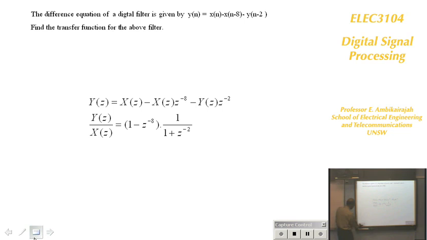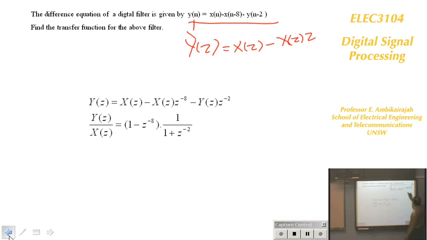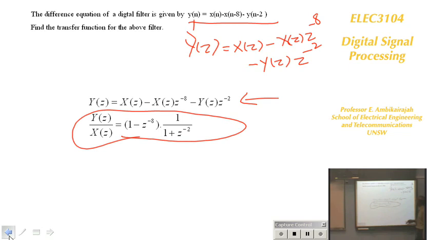This is another example where the equation is here. So these are the last two examples. Here's the difference equation. You've been asked to find the transfer function. So you say Y(z) equals X(z) minus X(z)z to the minus 1, minus Y(z)z to the minus 2. So that's the equation here. You arrange them the way you want, and you get that as your transfer function. So these are just one or two examples for you to try out.